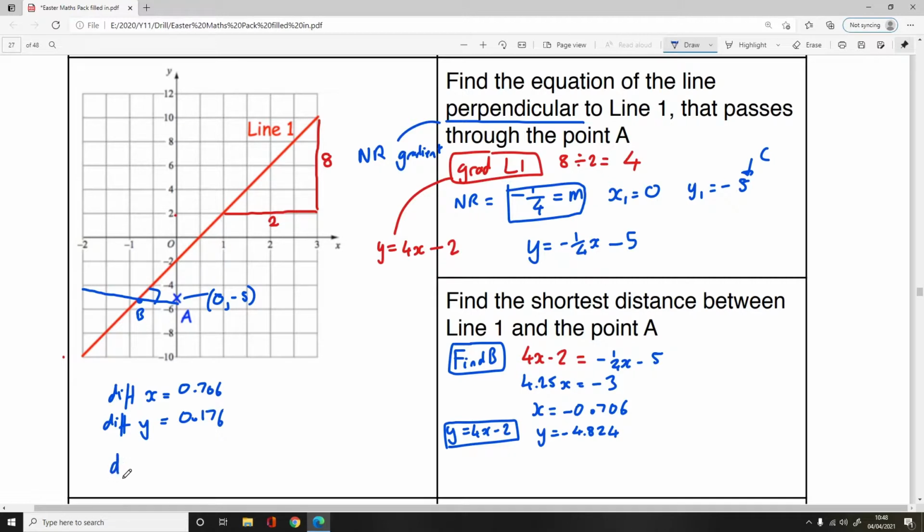To get the distance between the two, you then need to do some Pythagoras. So distance is the square root of 0.706 squared plus 0.176 squared. All square rooted gives us 0.728. It's an awkward question, isn't it? Yeah, well, nice one. Let's move on.